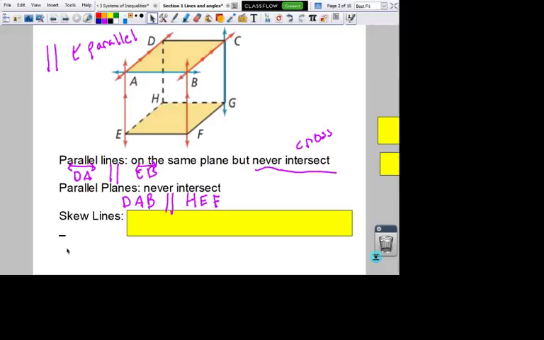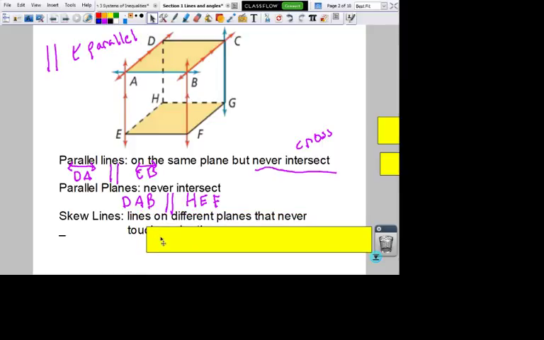And then skew lines we almost never use, but it's good to know. Skew lines are lines on different planes that never touch each other. So they're different from parallel. We don't usually talk about skew lines, but I'll give you an example. If I have line DA right here, will line DA ever touch line BF? I have DA here and BF here. Will they ever touch each other? No, they never cross, they never touch.